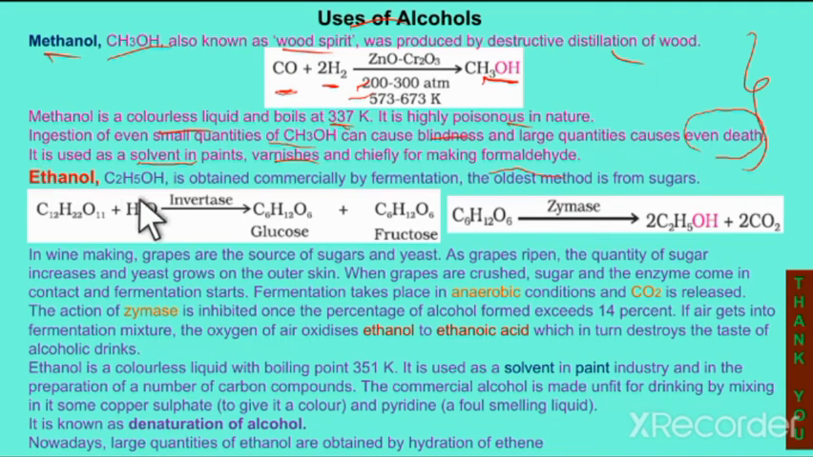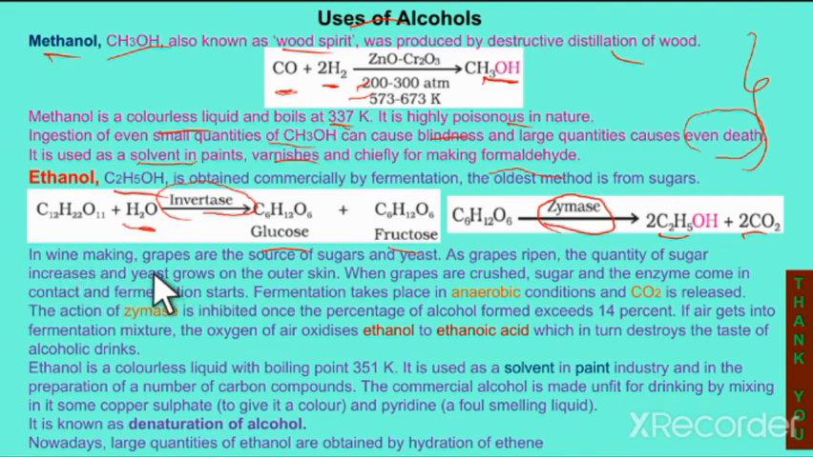Next, ethanol. Ethanol's formula is C2H5OH. It is mainly obtained from sugars by the fermentation method. When sugar, that is C12H22O11, is treated with water by the enzyme invertase, it gives glucose and fructose. Now the glucose or fructose, when treated with the zymase enzyme, gives the alcohol ethanol plus carbon dioxide. Mainly we can obtain this from wine.